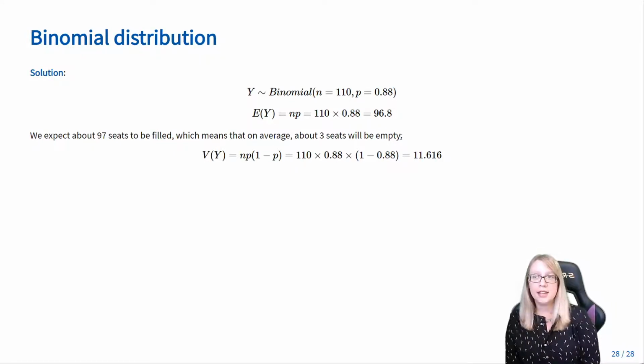The variance here is n times p times 1 minus p, or 110 times 0.88 times 1 minus 0.88, a variance of about 11.6. So we will stop here.